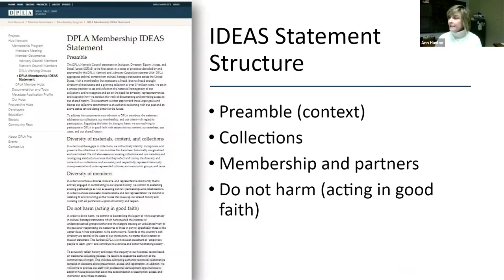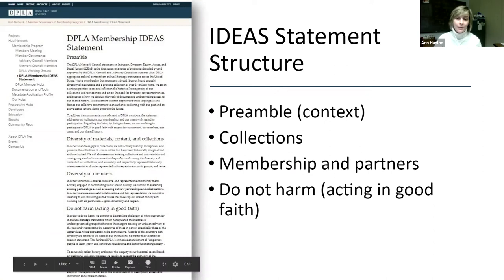The statement came together as comprised of three main parts, plus a preamble to provide context. And those parts are collections, membership and partners, and a good faith statement. We built the statement this way because this represents the areas where we can take action and where our deficits are most apparent.